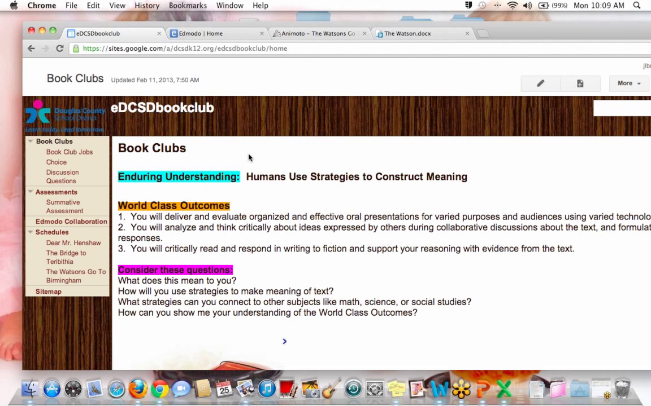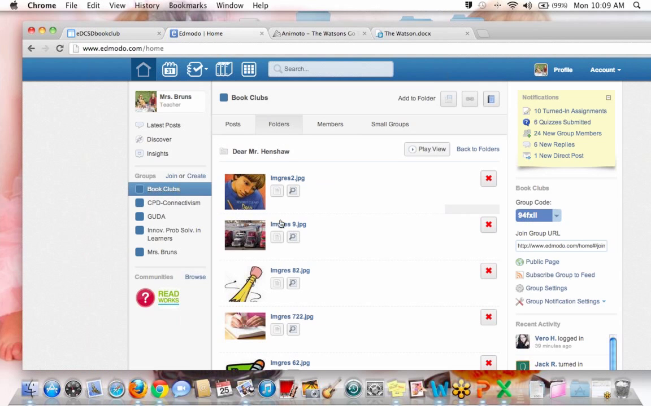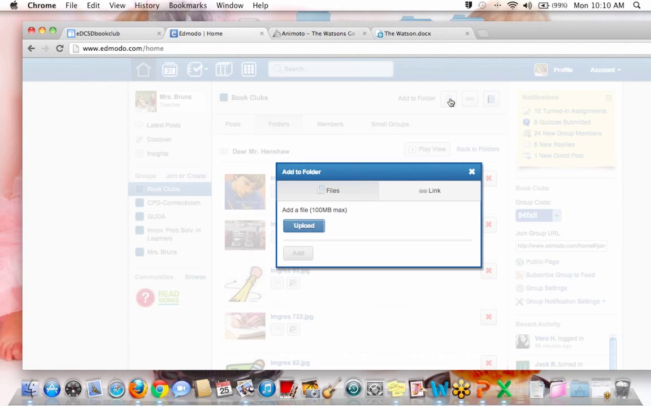So go to folders when you get to Edmodo. Choose your images, and then you're going to drag them onto your desktop, and that's how you're going to upload them into Animoto. How do you add your own again? You go up here, if you have your own images, to add to folder and click on that button right there. Okay, thanks.